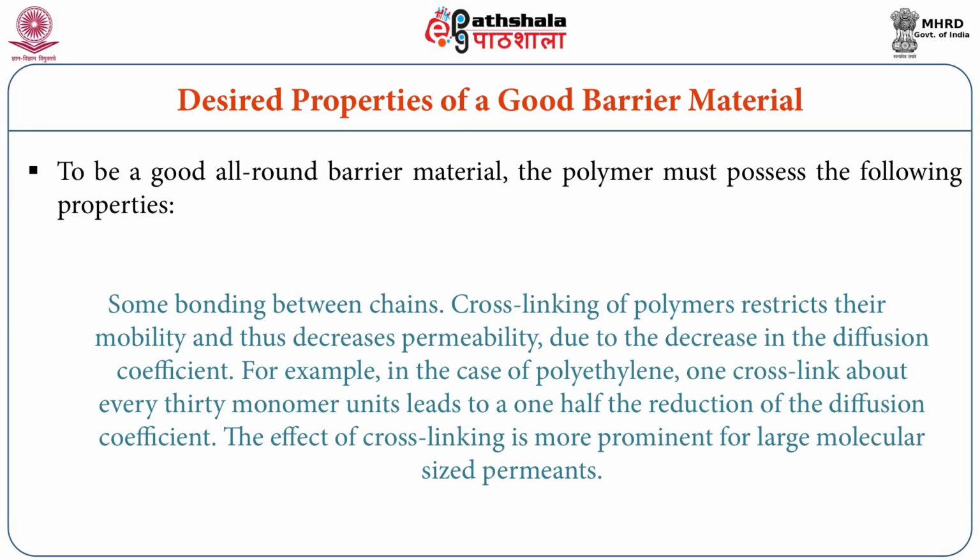Cross-linking of polymers restricts their mobility and thus decreases permeability due to the decrease in diffusion coefficient. For example, in the case of polyethylene, one cross-link about every 30 monomer units leads to a one-half reduction of diffusion coefficient. The effect of cross-linking is more prominent for large molecular size permeants.